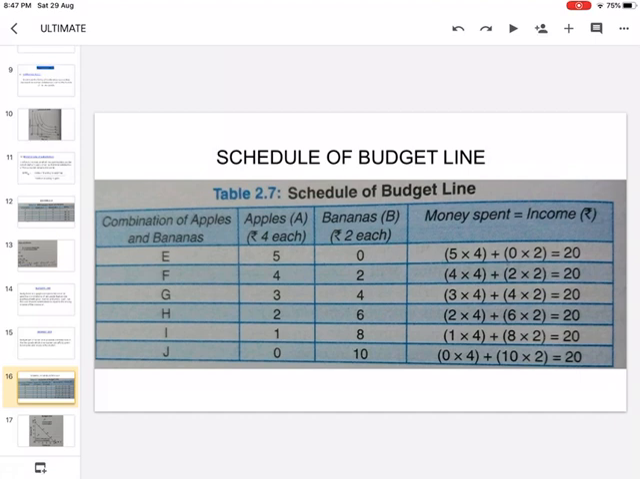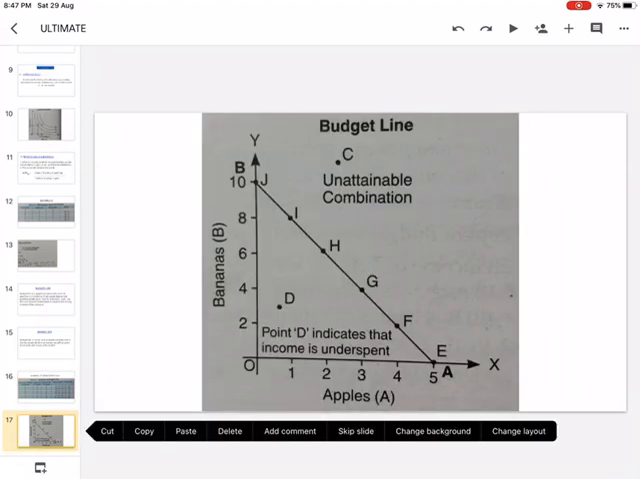So what do we have here? E, F, G, H, I, J. These different combinations have different quantities of apples and bananas, and these quantities are bought by spending the entire income on them. And when we plot these points and join them, what we get is the budget line. So remember, his 20 rupees is his given income, the price of apples is given, the price of bananas is given, and the entire income is spent on purchasing various combinations of these 2 goods.